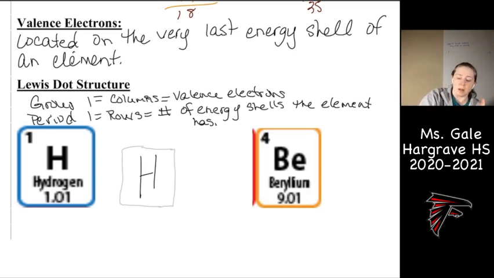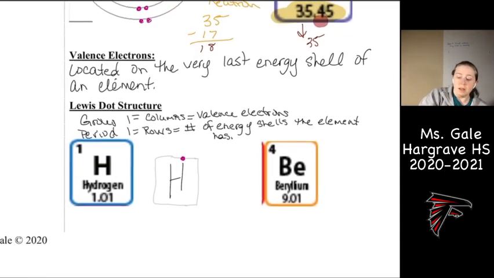We're just going to take our one electron and put it right on that line. Guess what? I'm done. I don't need to do anything else for hydrogen. It's that simple. I told you I made y'all do the long way around last week. So remember, hydrogen, group 1A, has 1 valence electron.